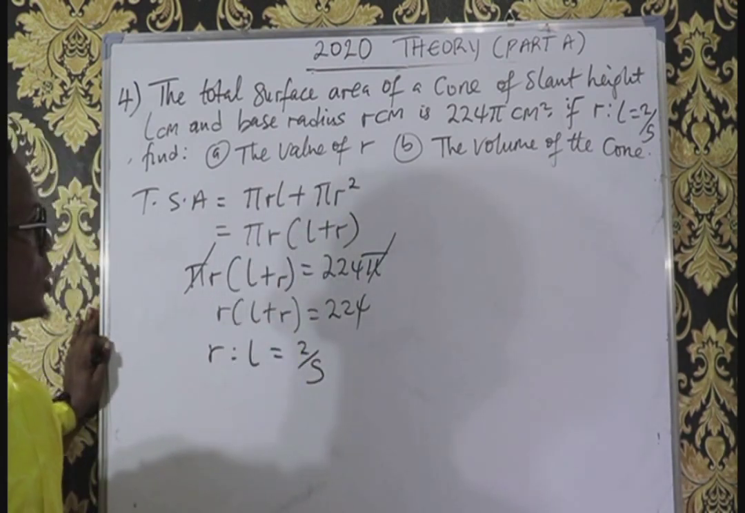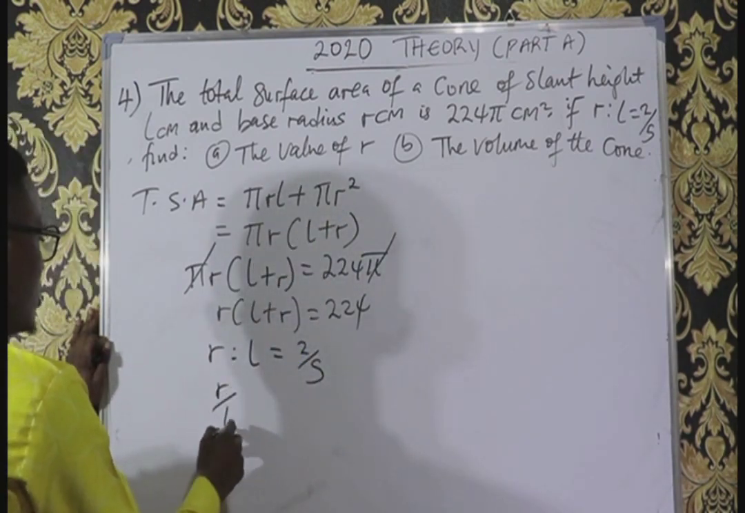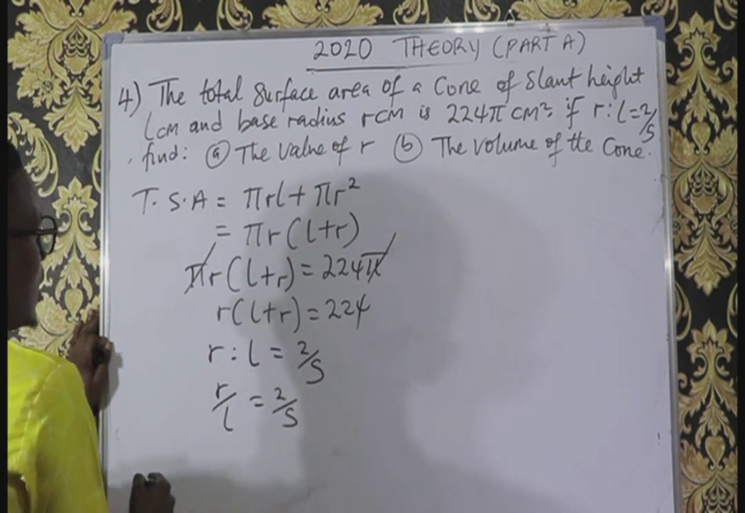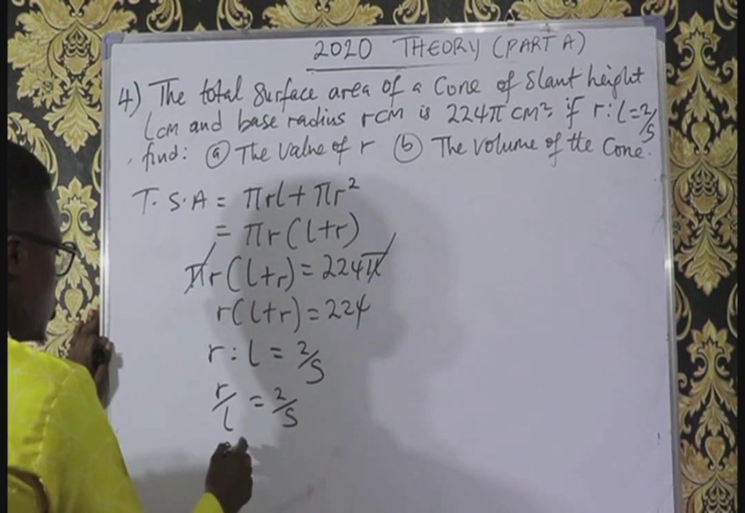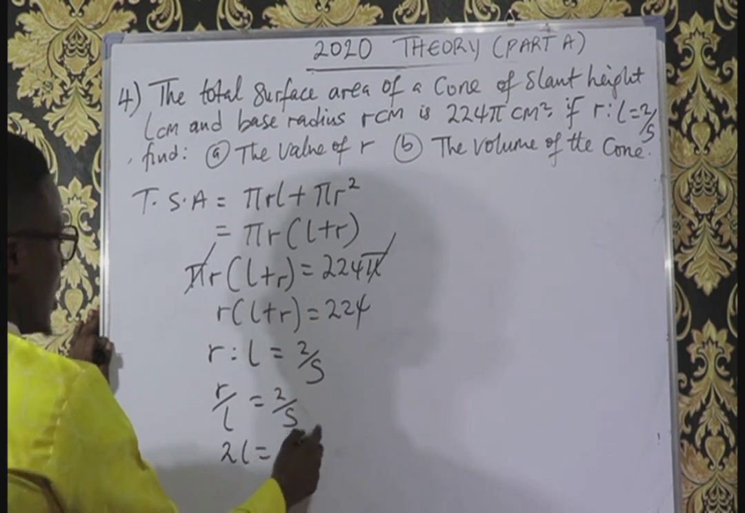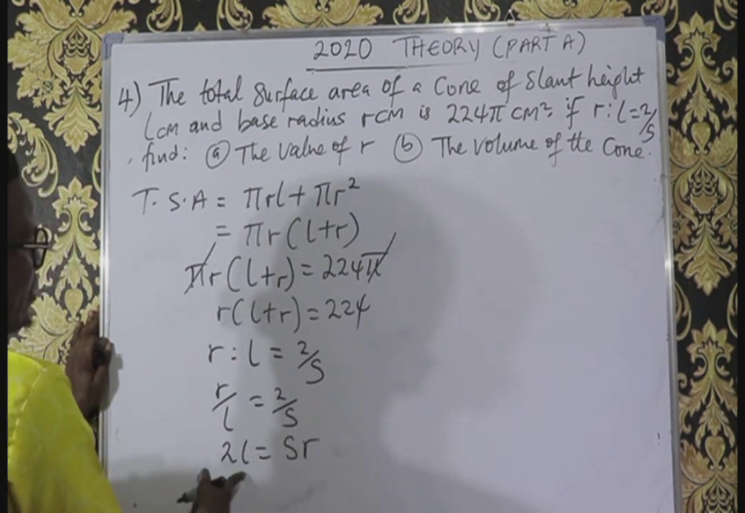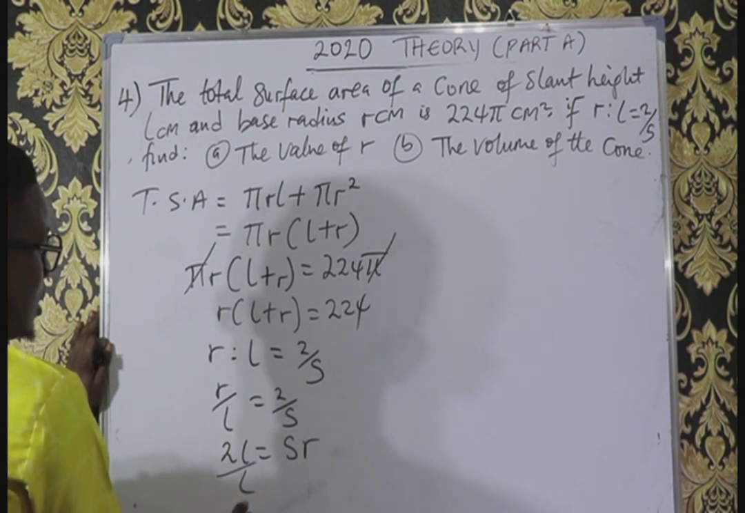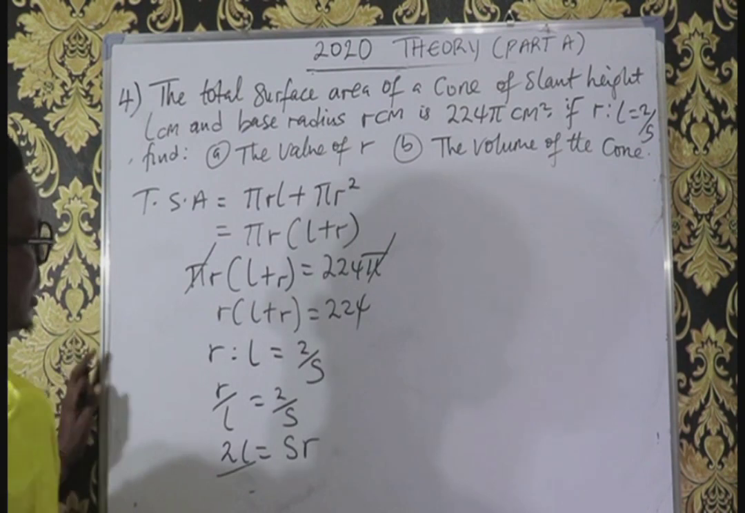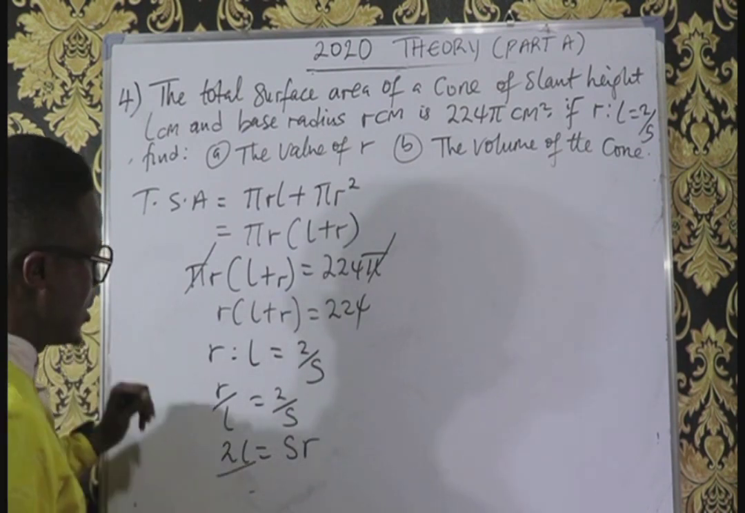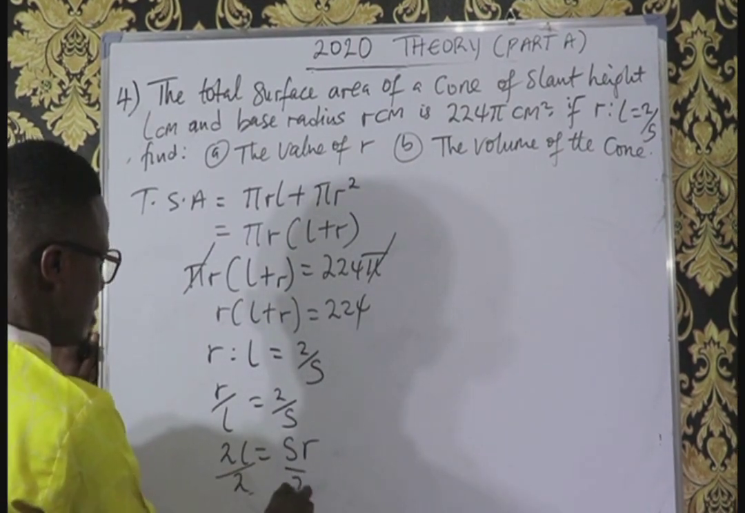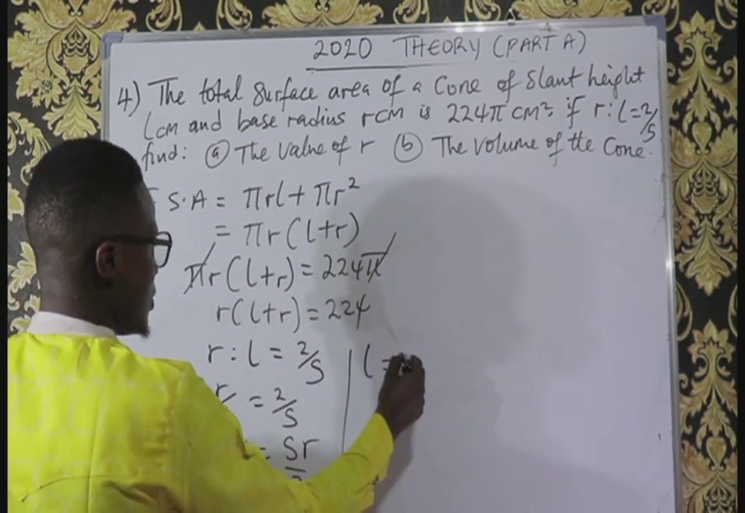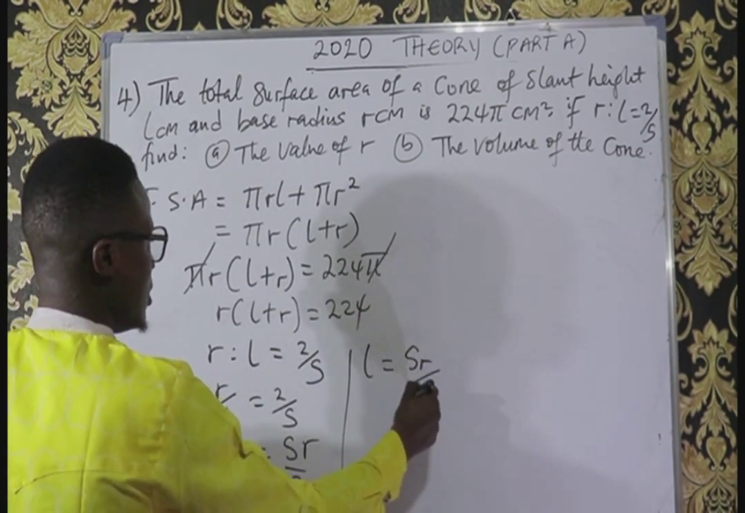And the ratio is a fraction. I can write R over L equals 2 over 5. Cross multiply: 2L is equal to 5R. If I want to get the value of L, I will divide both sides by 2. Therefore, the slant height of this cone is equal to 5R all over 2.